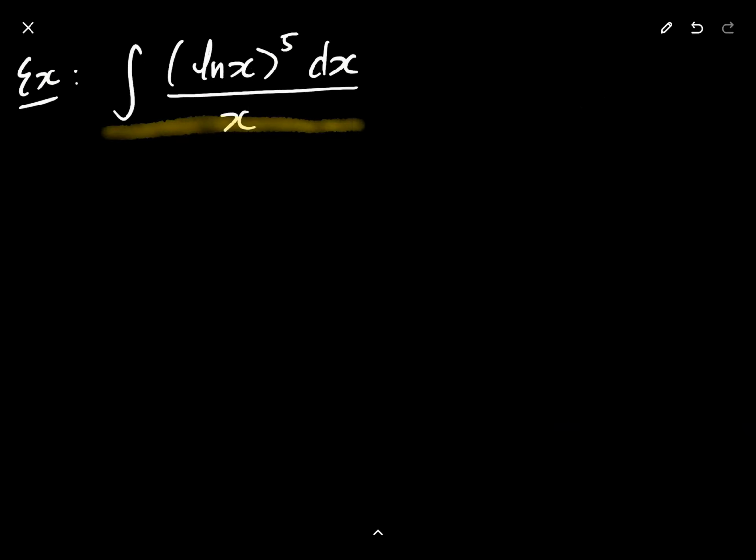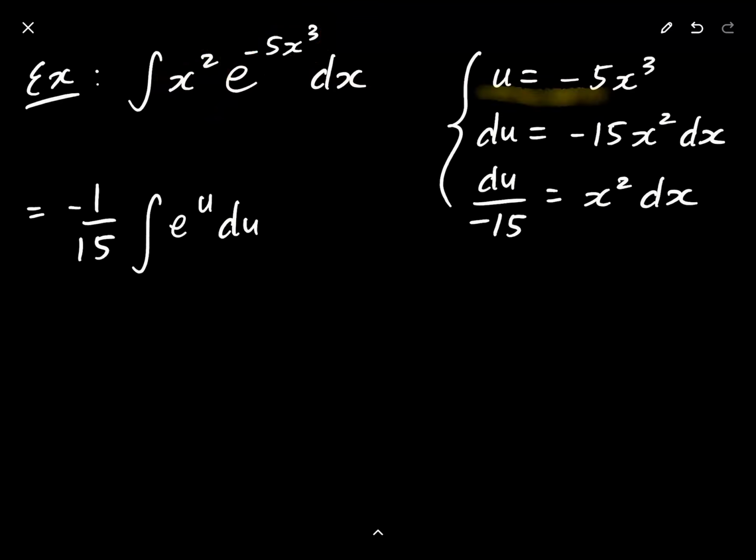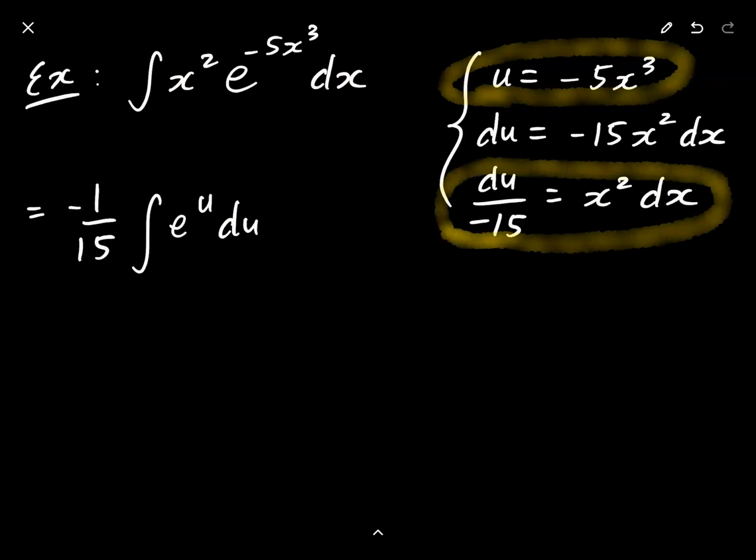Next we have the integral of x squared times e to the minus 5x cubed with respect to x. Again, this is not a basic integral in x, so we can try a substitution. If we choose u to be minus 5x cubed, the derivative of minus 5x cubed will be minus 15x squared, and besides the minus 15, x squared appears in the integral. So we will replace minus 5x cubed with u, and x squared dx with du over minus 15.